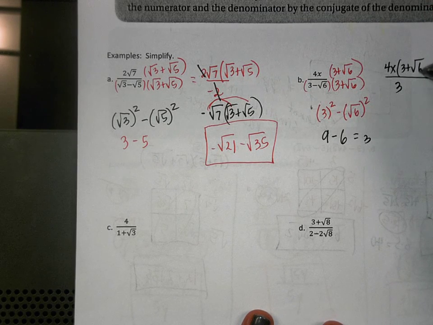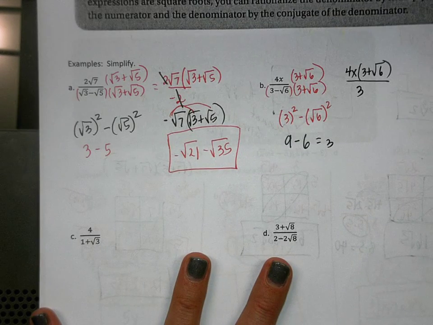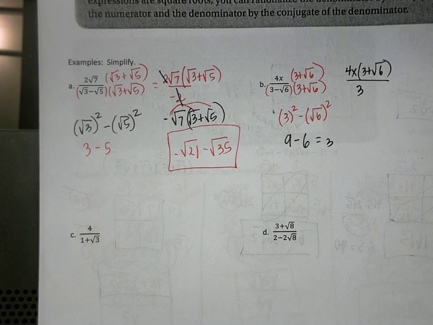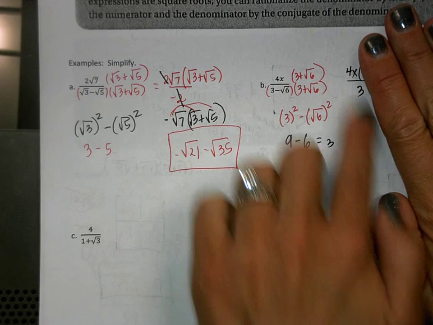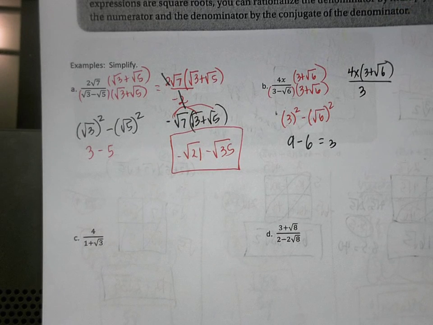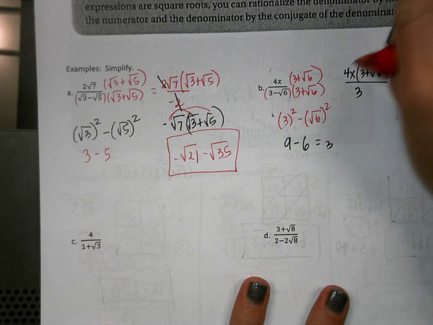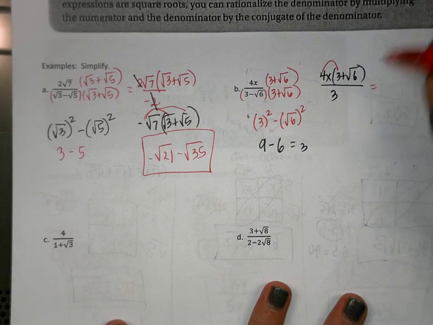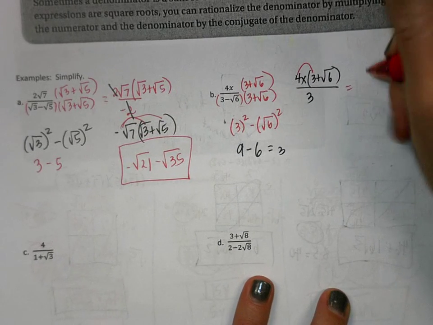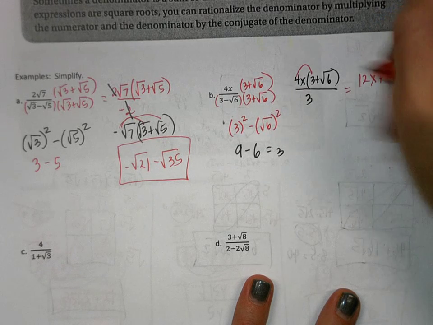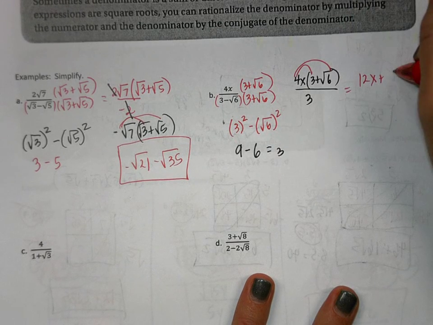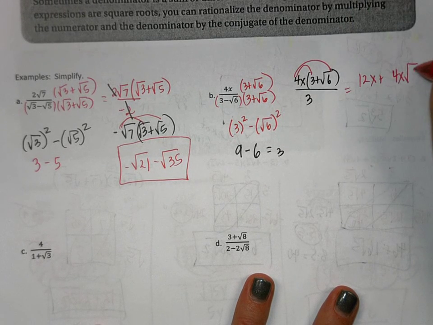Is there anything that could be reduced right now before I go any further? No. Because it would have to be reduced on the outside here, and there isn't anything. So what will I do next? Just distribute through the parentheses. So 4x times 3 is? Good. Plus, and 4x times root 6 is? Good. All over 3.